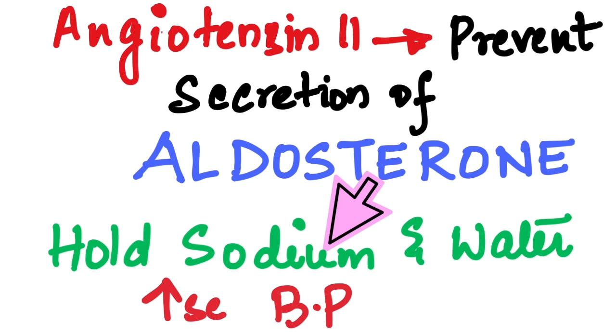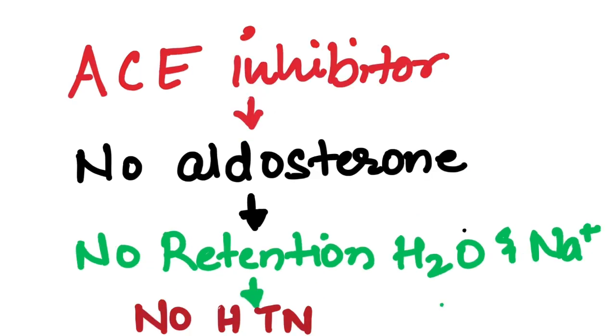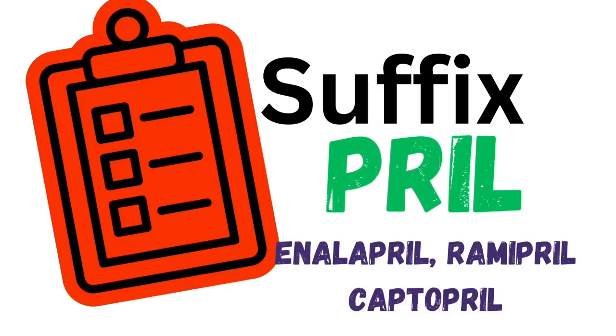Angiotensin II also stimulates secretion of aldosterone. The main function of aldosterone is to hold sodium and water, thus it also increases hypertension. When ACE inhibitors are given, no aldosterone is secreted, therefore no retention of water and sodium, and therefore no hypertension. Now, how to remember these drugs? It is very easy with the suffix pril. We have enalapril, ramipril, captopril.